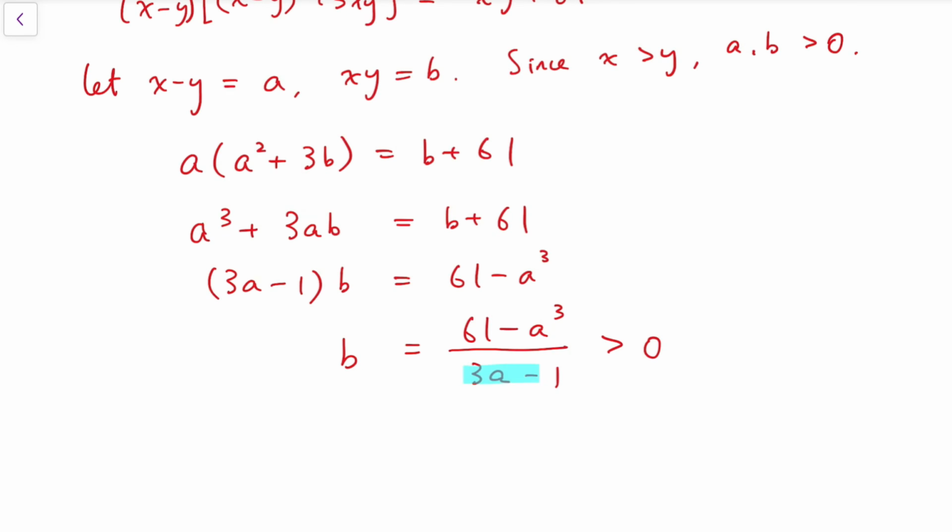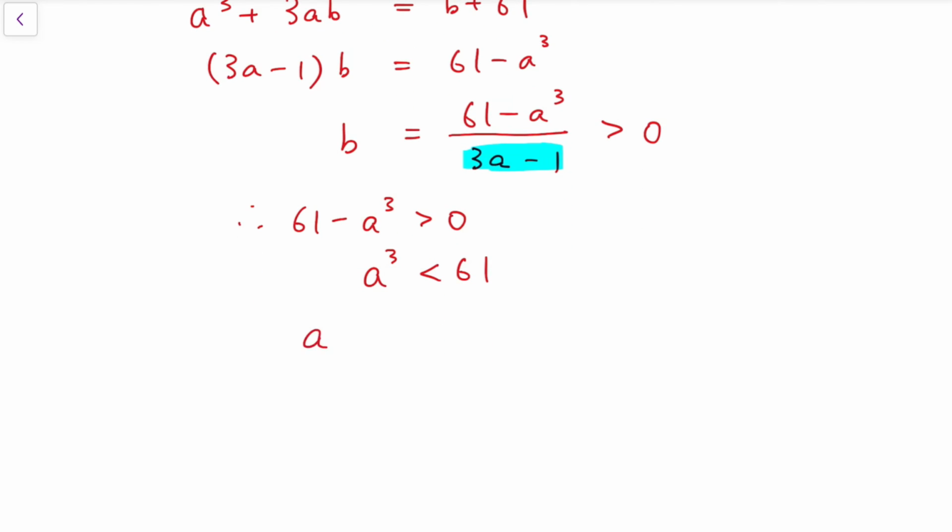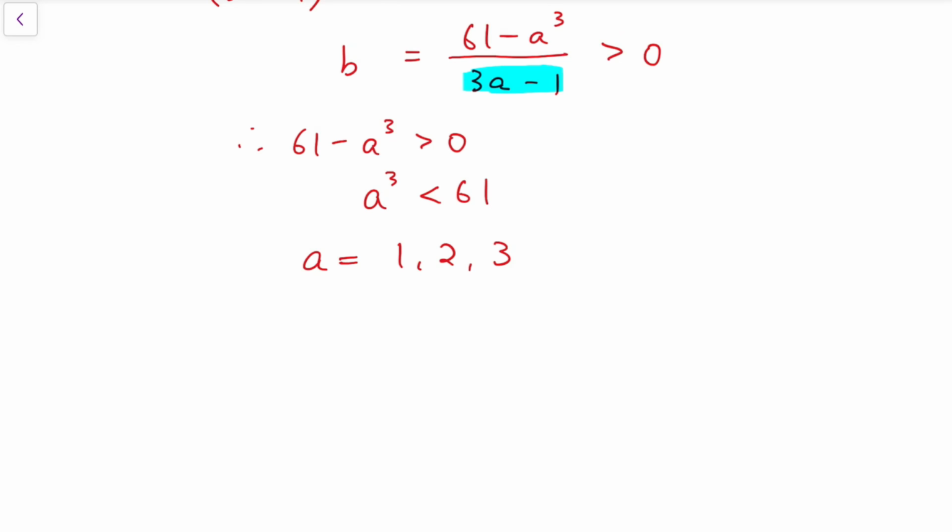Since we know that 3a minus 1 is always positive, because a is a positive integer, a is at least 1, so 3a minus 1 will be at least 2. Therefore, the numerator of this fraction is also positive. But this gives an upper bound on a cubed, and hence on a. Since a is a positive integer, a can only be equal to 1, 2, or 3. Then we can test each case one by one.